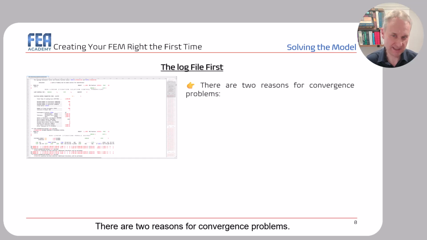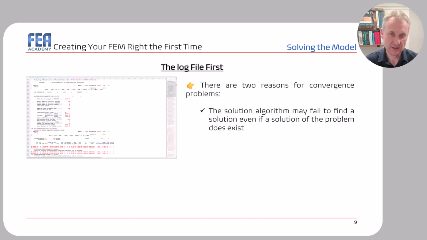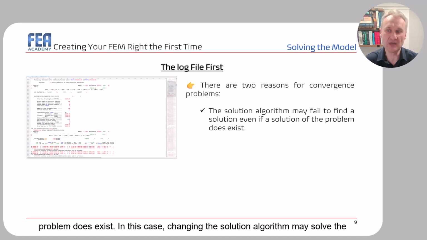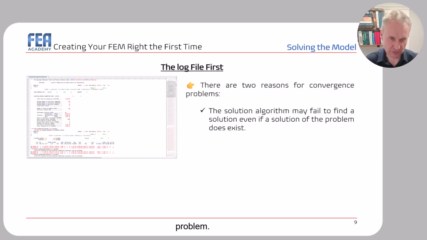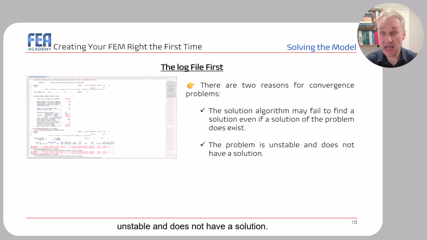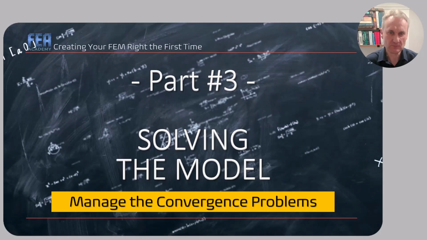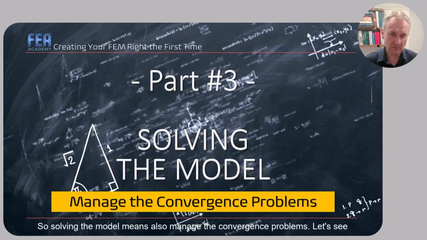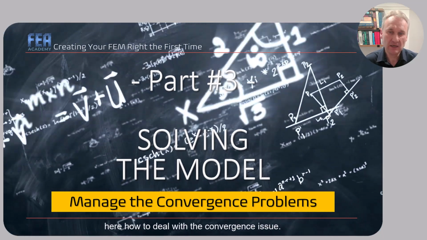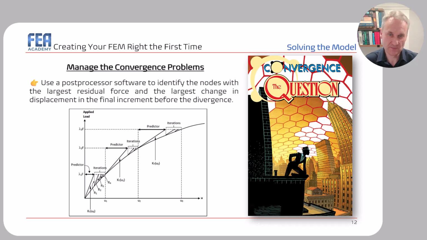There are two reasons for convergence problems. First, the solution algorithms may fail to find a solution even if a solution of the problem does exist. In this case, changing the solution algorithm may solve the problem. On the other hand, the problem definition may be faulty so that the problem is unstable and does not have a solution. So solving the model also means managing the convergence problems. Let's see here how to deal with the convergence issues.